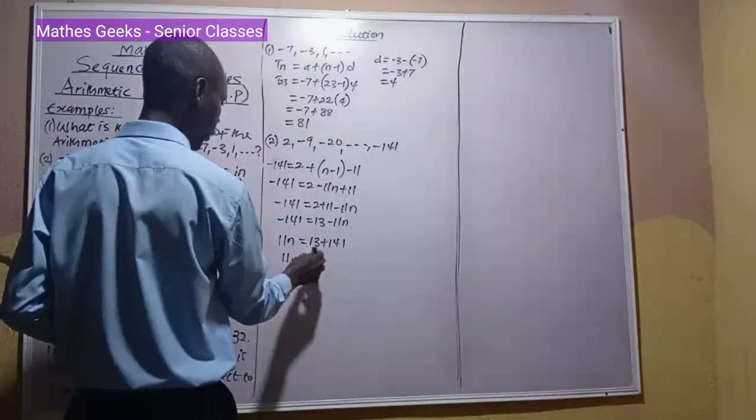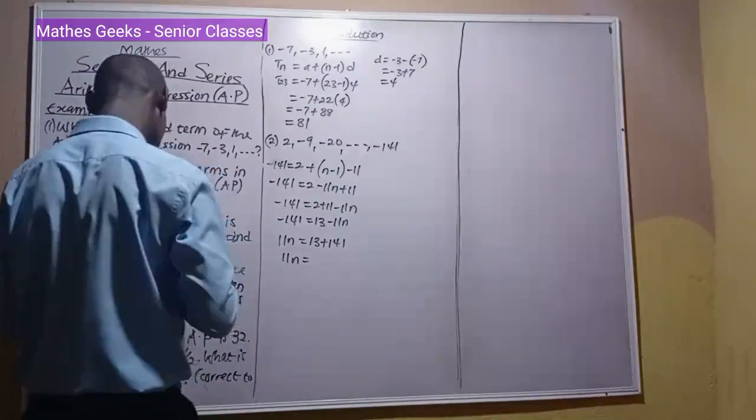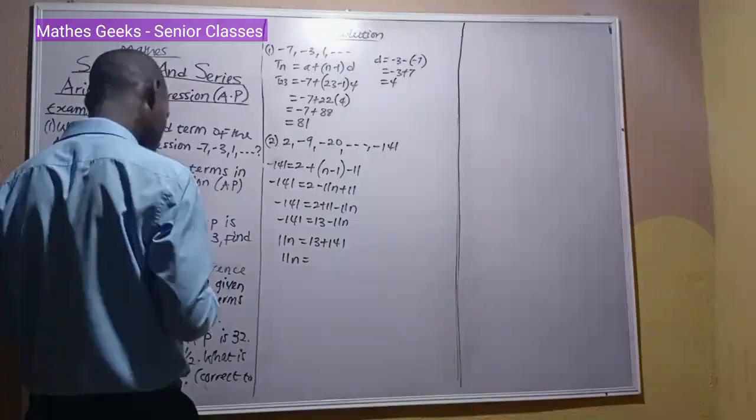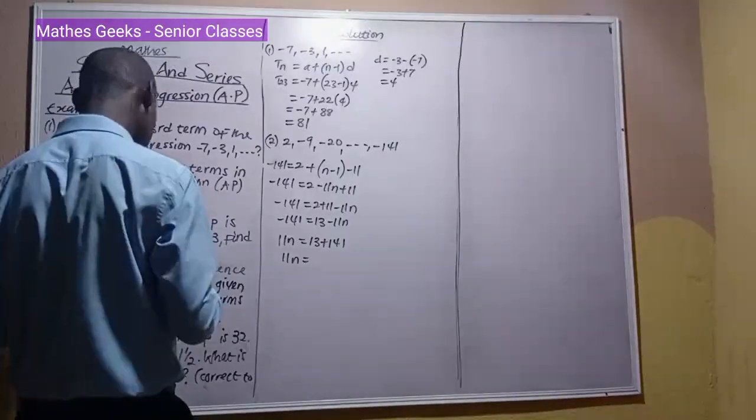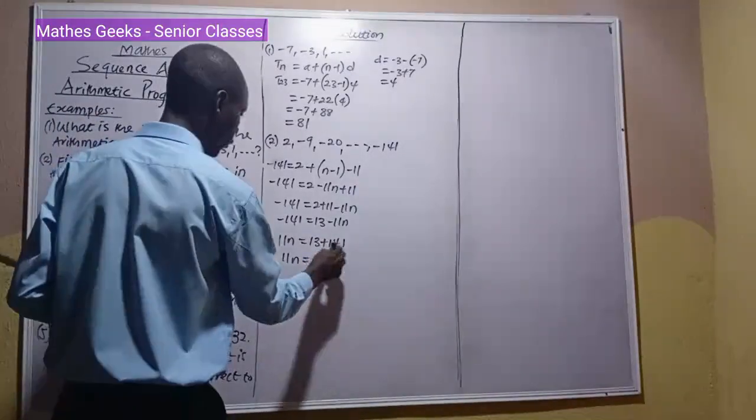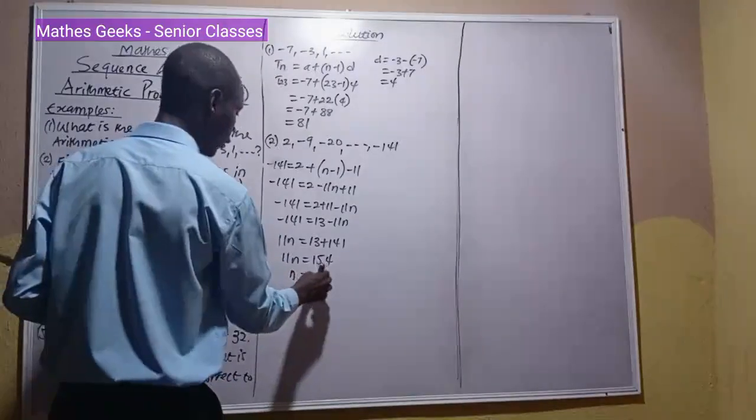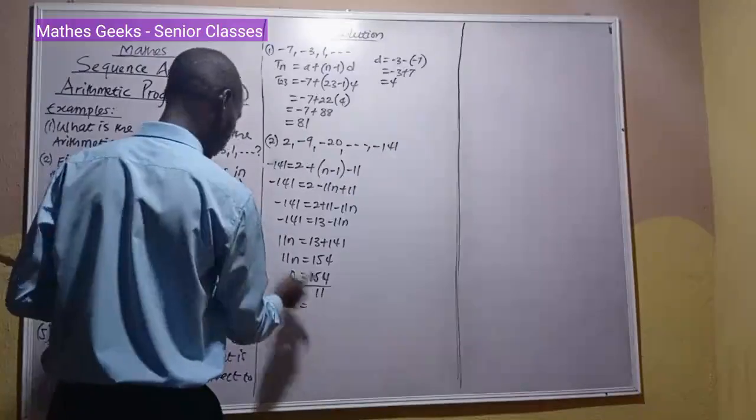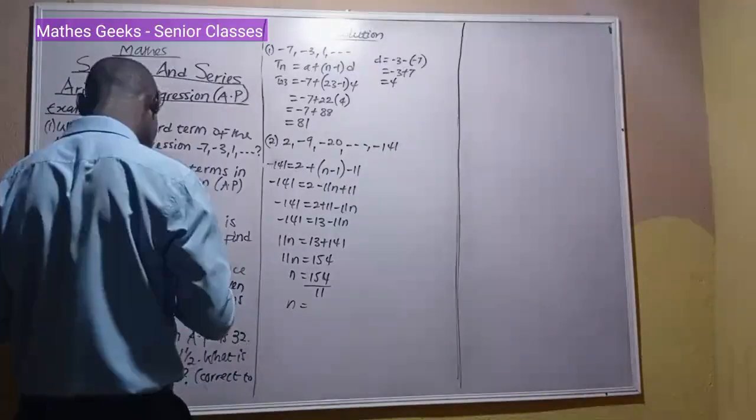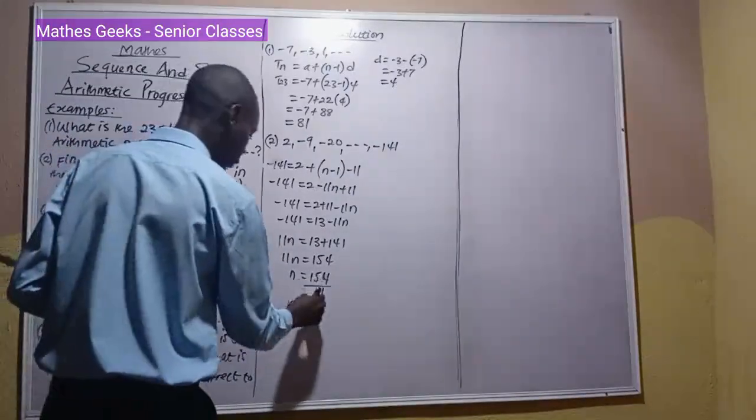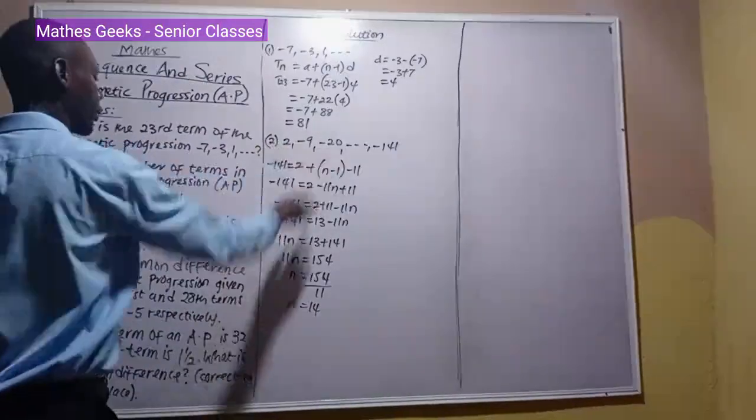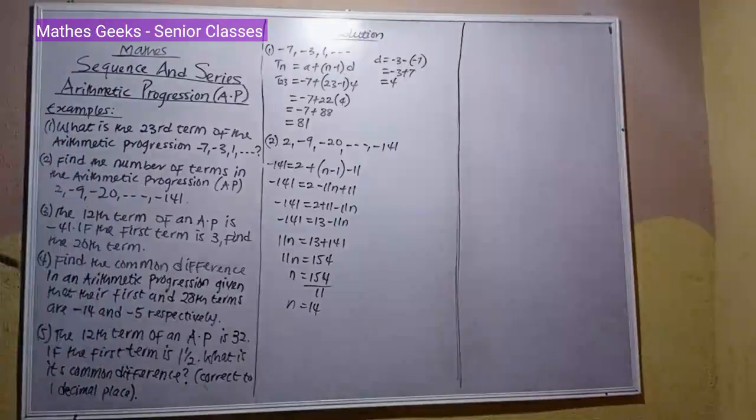So 11n is equal to 141 plus 13, which is 154. So n is equal to 154 divided by 11. N is equal to 14. So there are 14 terms that make up this sequence.